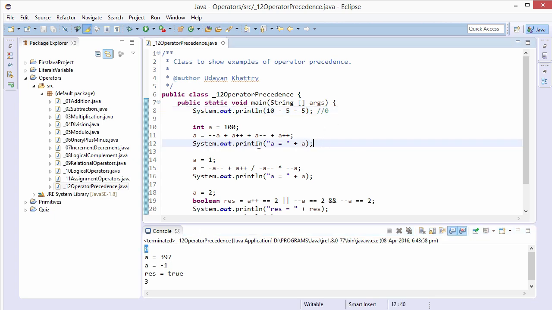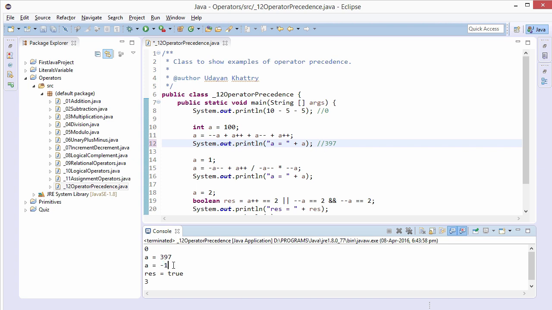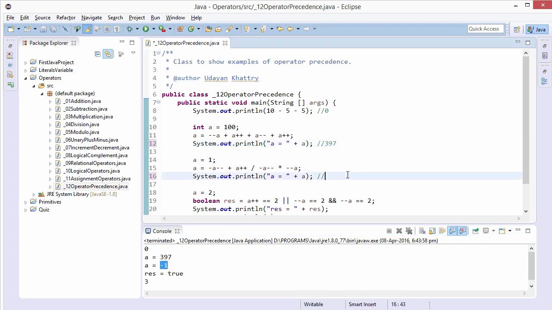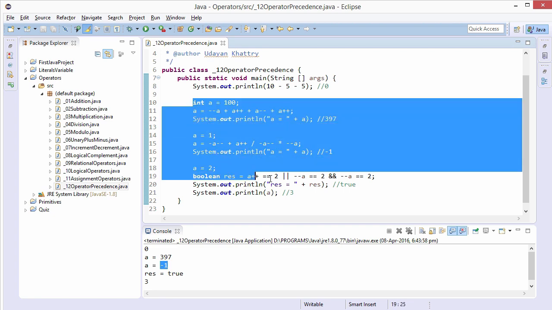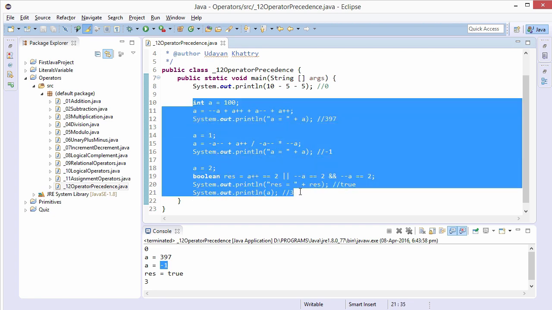Output of second System.out.println is 397. Let us write it over here, 397. For the third equation it is minus 1. And for the fourth equation, this is true, and value of A is 3. Let me save it. Control S. Now let us solve these 3 equations one by one to understand precedence and association.